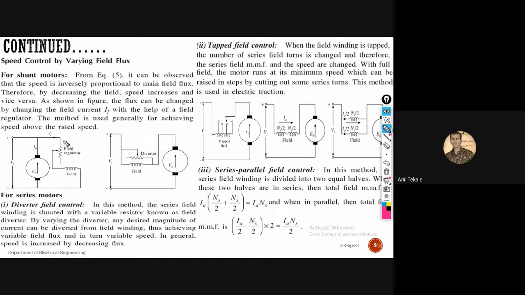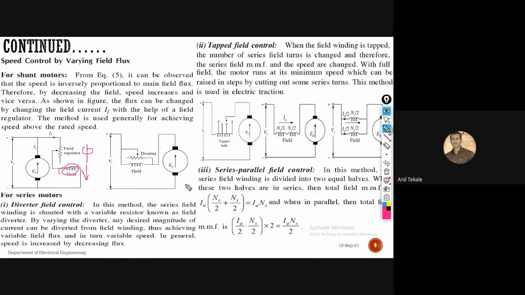Then varying the flux. How can we vary the flux? If we plan to control the current flowing through the field winding, then obviously controlling this current can also vary the flux. If we reduce the field current, the flux will decrease. That is about the shunt motor.